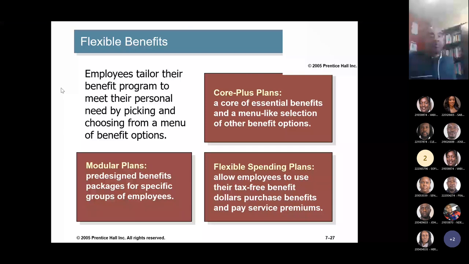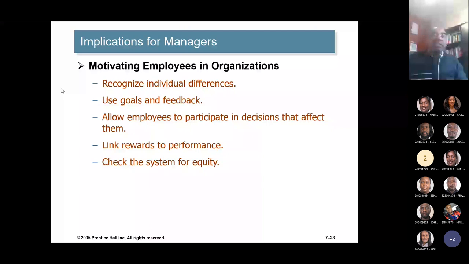Implications for managers: motivating employees in organizations. Recognize individual differences, just like I have mentioned now. Recognize individual differences when using most of the theories, and of course, when using some of the plans or some of the interventions in terms of motivation.